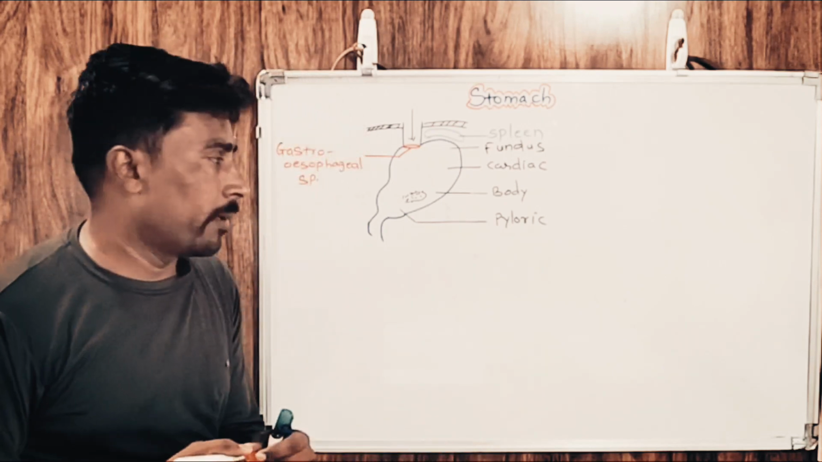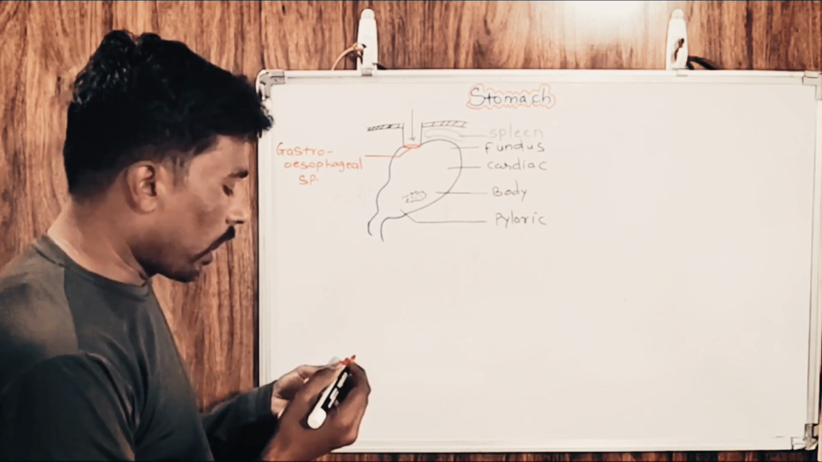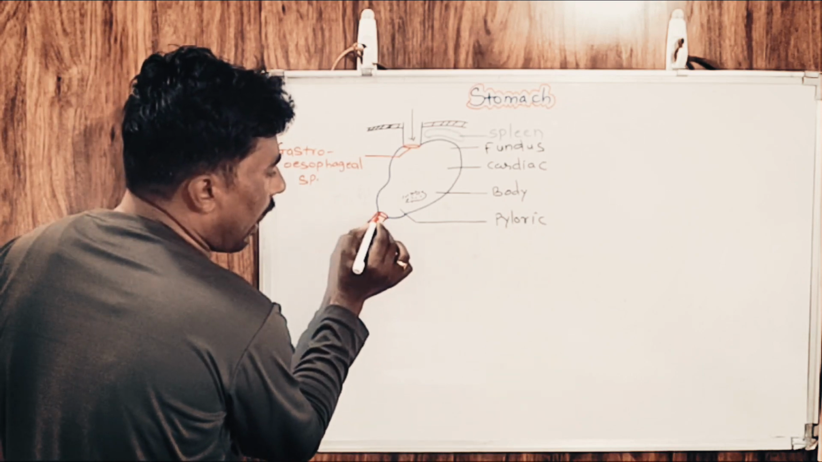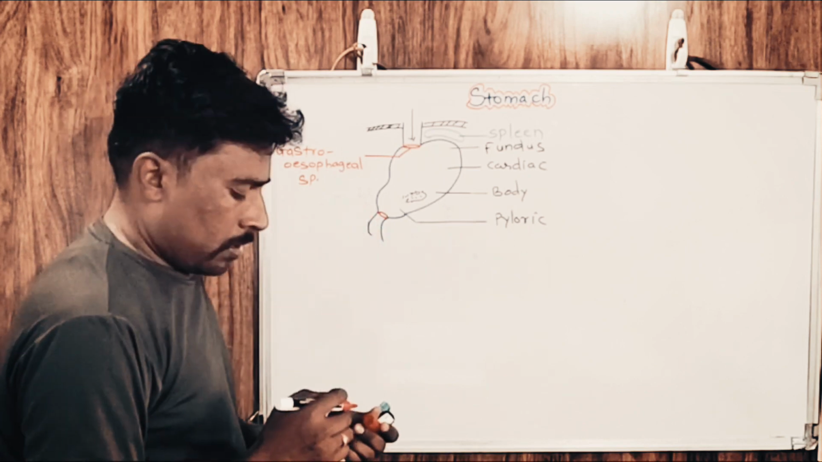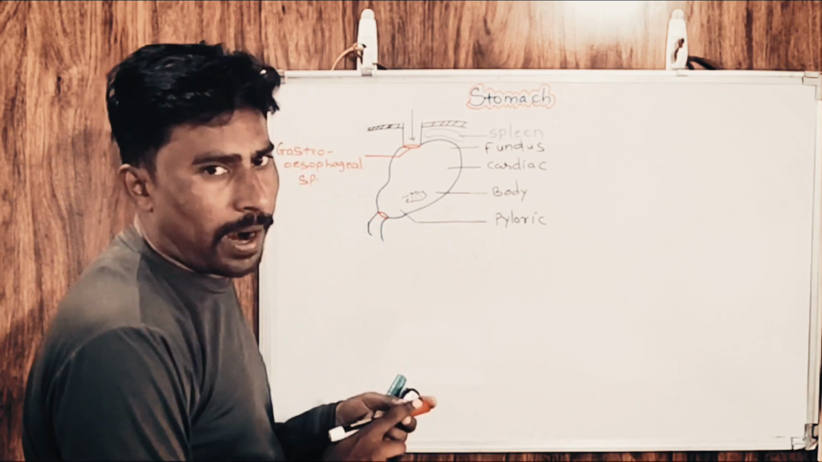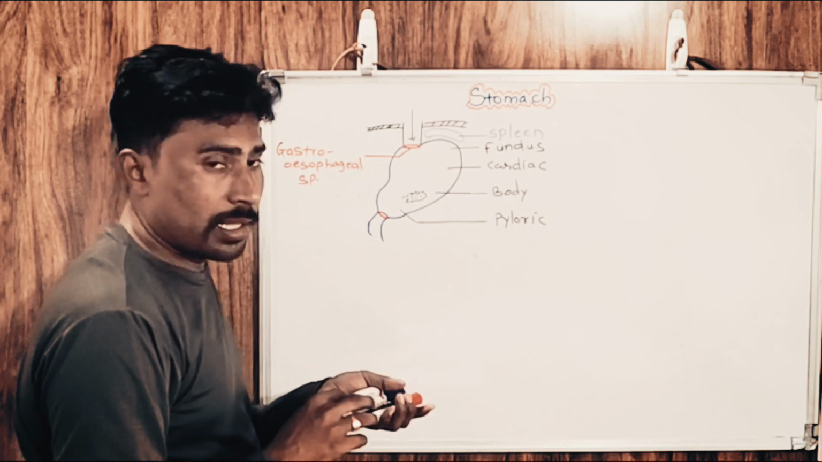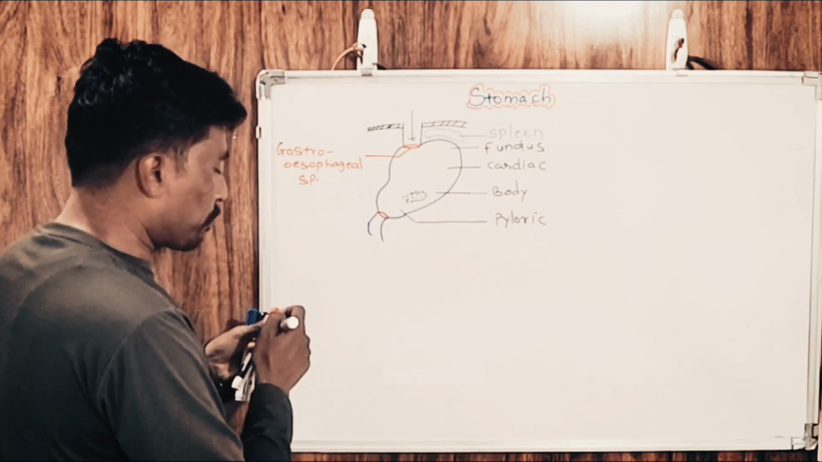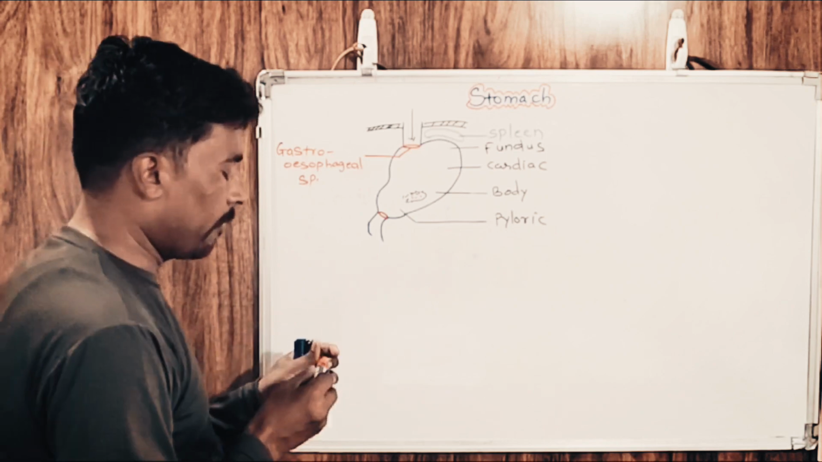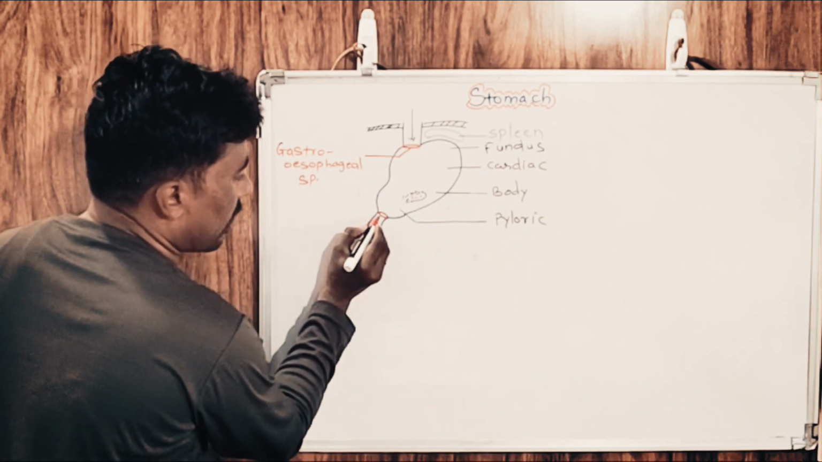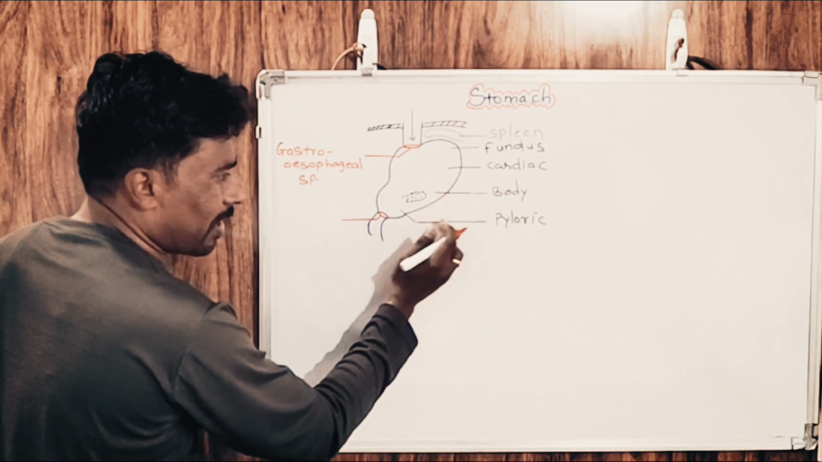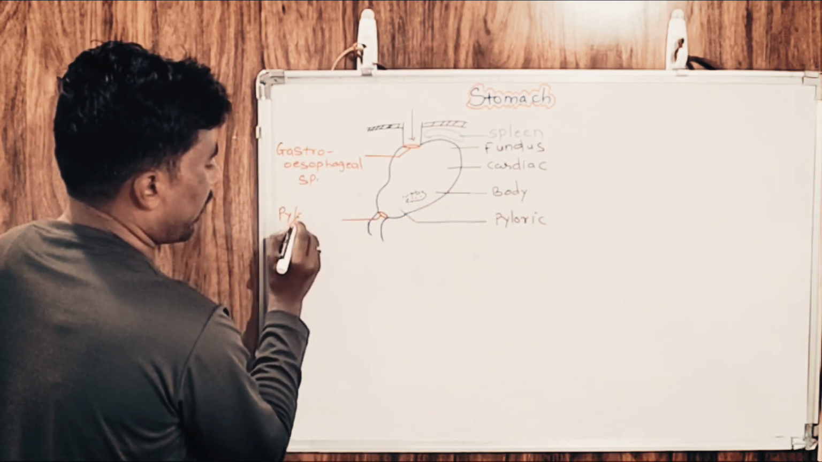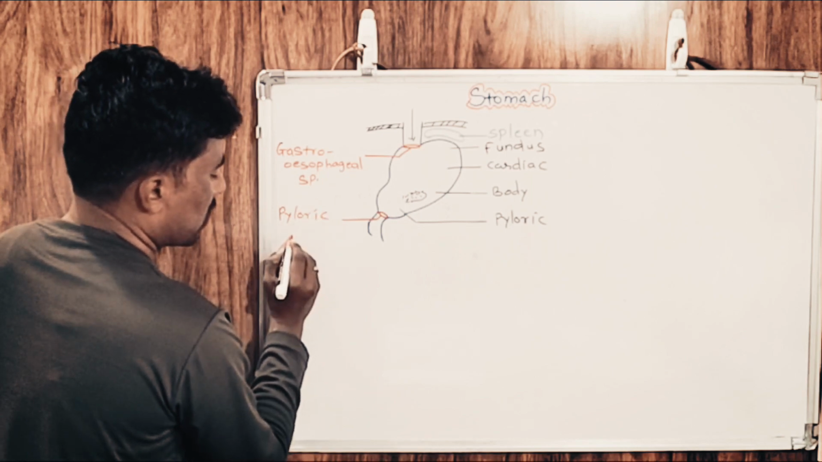Okay, next one. There is one more sphincter I told you about. That sphincter guards the opening of the pyloric part of the stomach into the duodenum, the small intestine. So this sphincter I have shown over here is known as the pyloric sphincter, as it is guarding the pyloric part of the stomach. It is known as the pyloric sphincter.